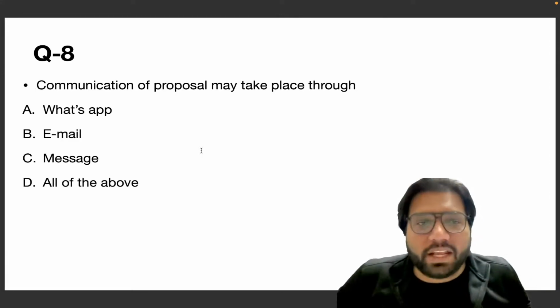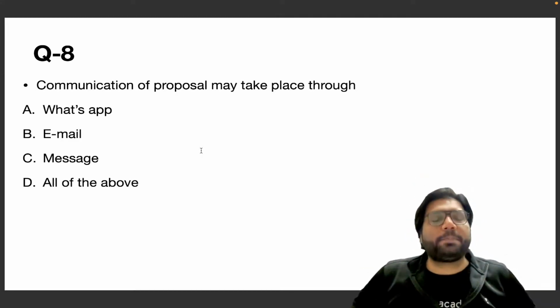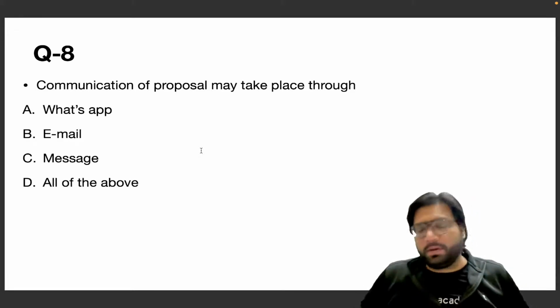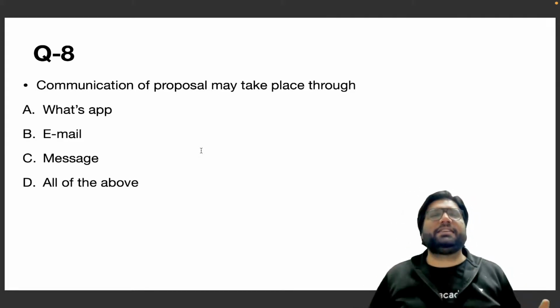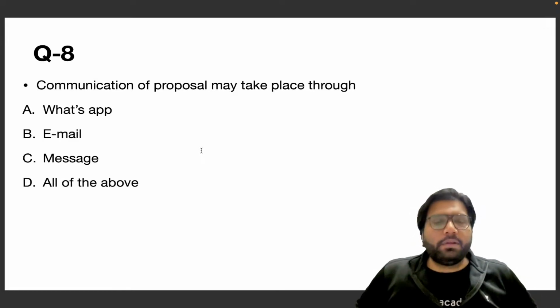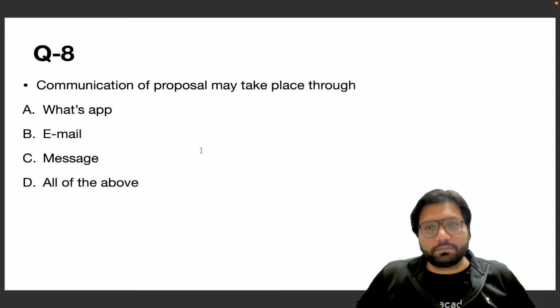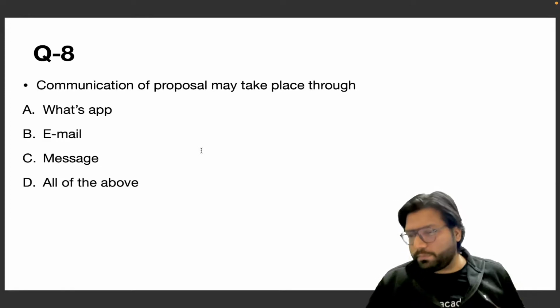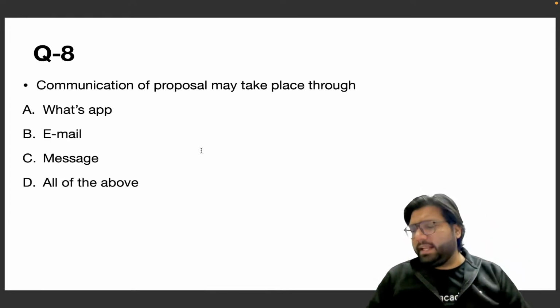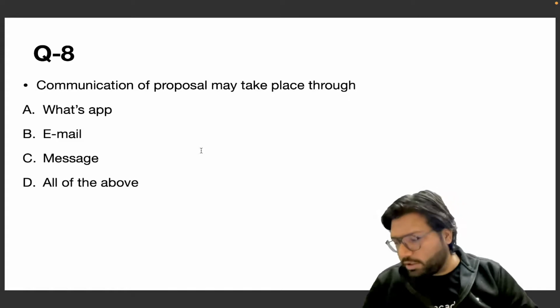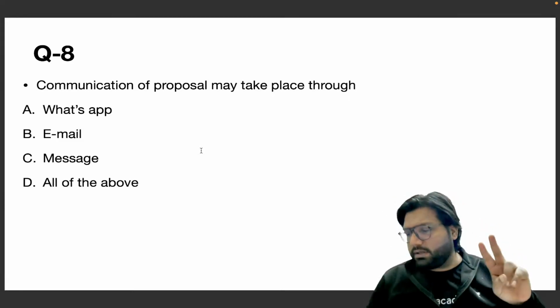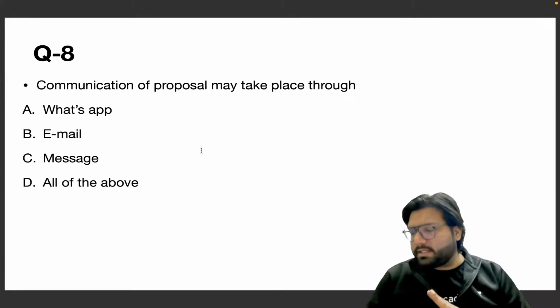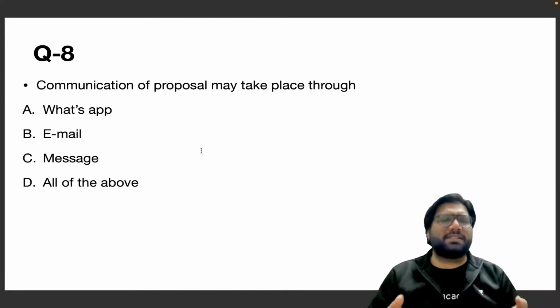Communication of proposal may take place through WhatsApp, email, message, all of the above. I think one of the easiest questions you can think of. First one to answer correctly, Kajal. Okay, Amit has also answered. So Amit and Kajal. Parminder, correct answer. Yes, everyone's answer is correct. That is D, all of the above.